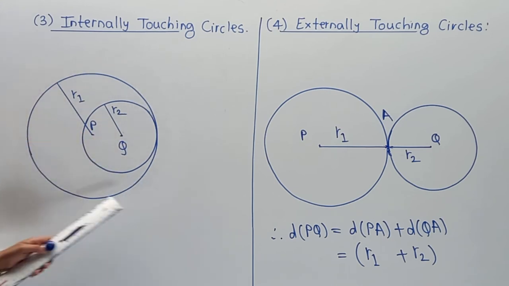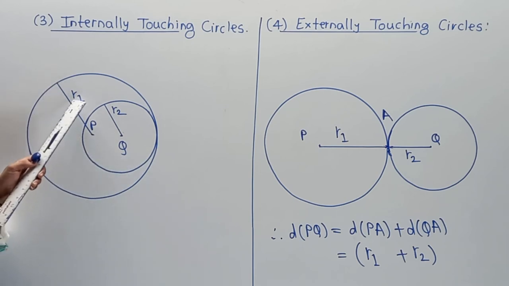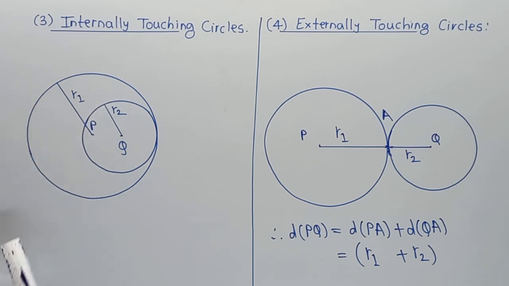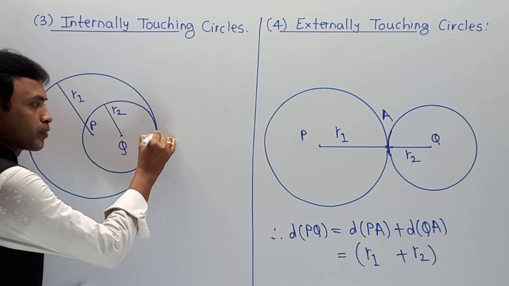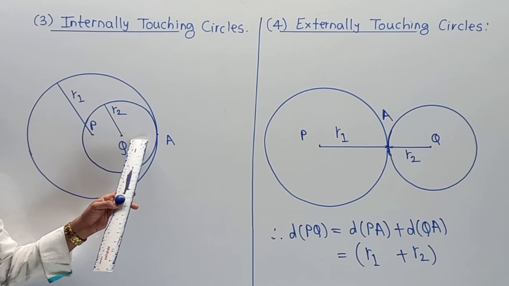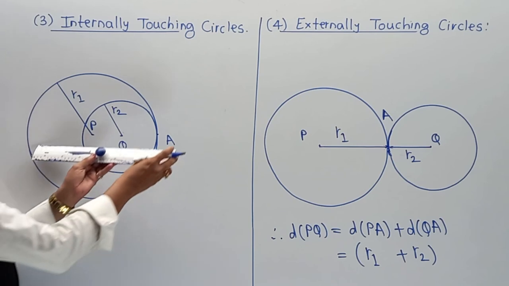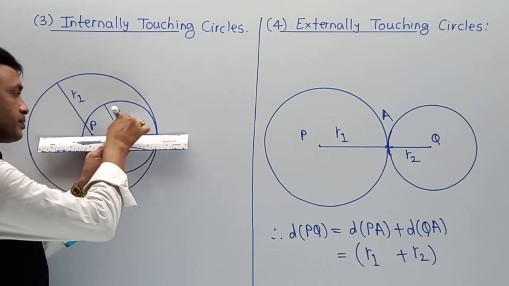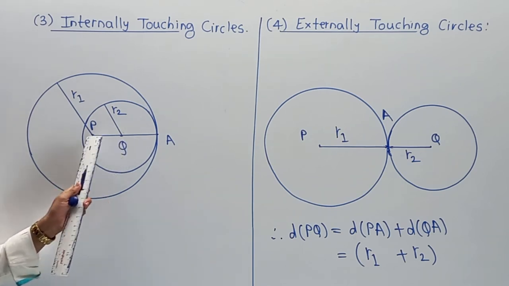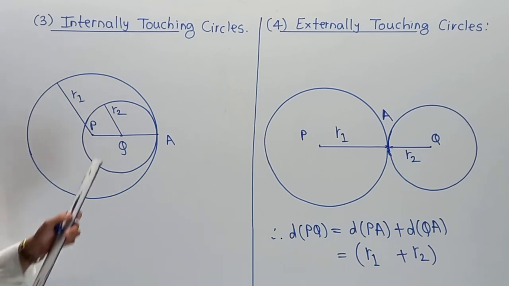P is the center of the larger circle. Q is the center of the smaller circle. P to this point is the radius of the first circle, R1. R2 is the radius of the smaller circle. And A is the common point of contact. Then remember, again, the line joining the centers of the circles must pass through their common point. Means here you can see, if I join a line from P to Q, it goes straight and touches the point A. Now we have to find the main part, distance PQ.